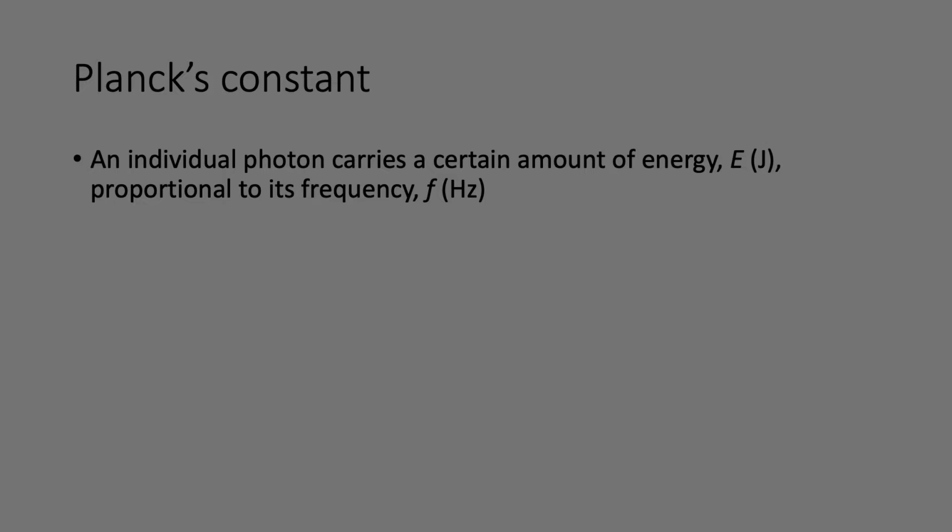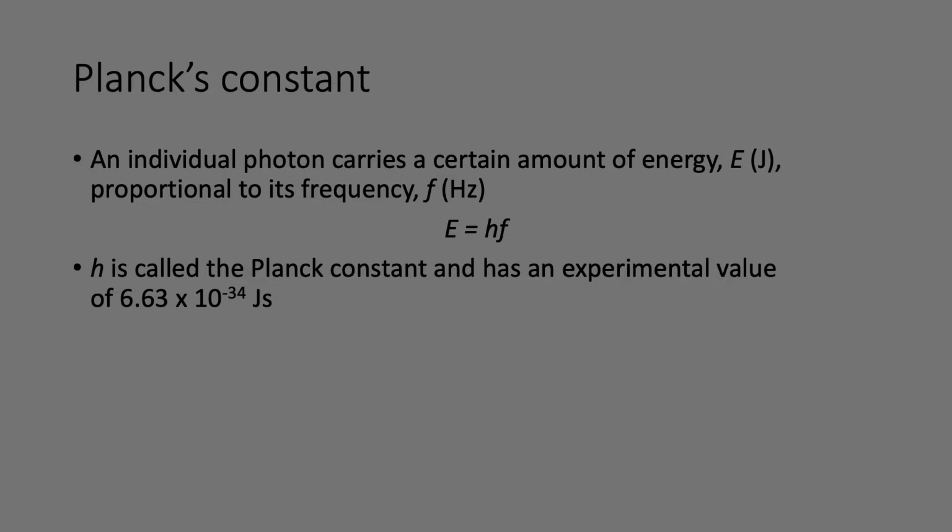E is proportional to f. Now, if we want to turn a proportionality into an equation, we need a constant in there, a constant of proportionality. In this case, it's referred to as h, and that was named after Max Planck, so it's called Planck's constant. It's been measured, and I'll demonstrate a little while later how that can be done with quite simple equipment nowadays, actually. E equals h times f, and Planck's constant has a value, as you can see on the screen there.